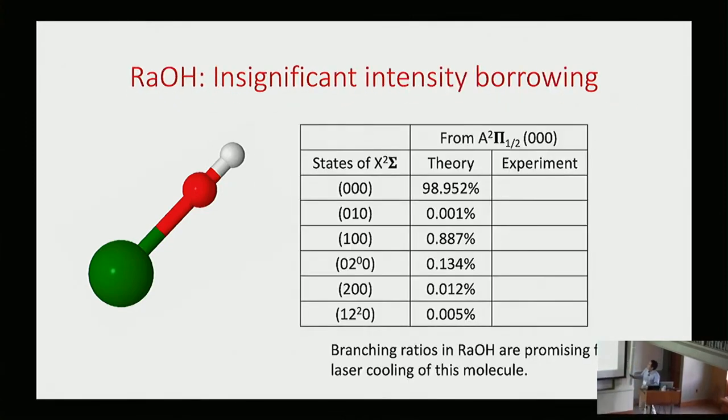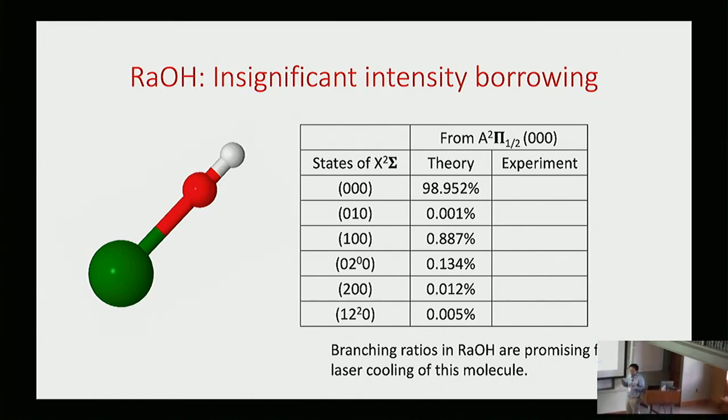Yes, but the interesting thing is that the intensity borrowing mechanism through direct vibronic coupling is quenched. So here the intensity for the V equals 1 bending mode is only 10 to the minus 5, much smaller than in calcium hydroxide. In this calculation, the diabatic coupling constant is of importance. And here we are doing a scalar relativistic calculation.